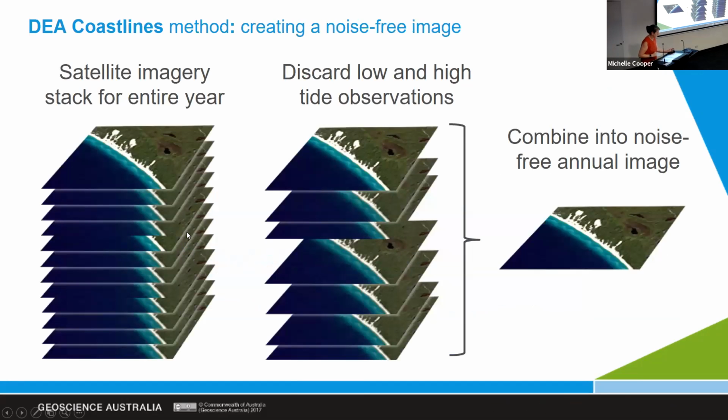Just to look at that in a slightly different way, exactly the same method I've just described. Here's the stack of satellite images for an entire year on the left-hand side. The middle stack shows you the images that remain after discarding those taken at high or low tide. And then these are combined into a single noise-free annual image that you can then undertake further analysis on.